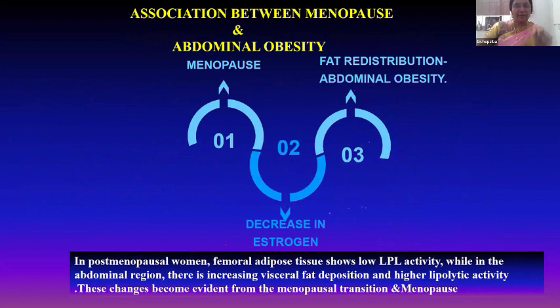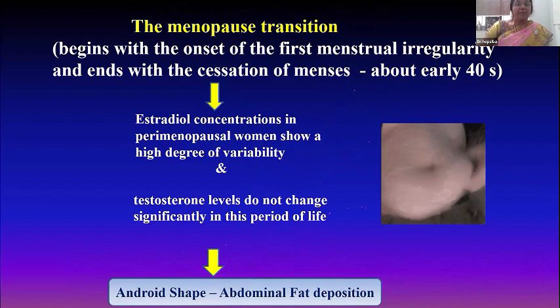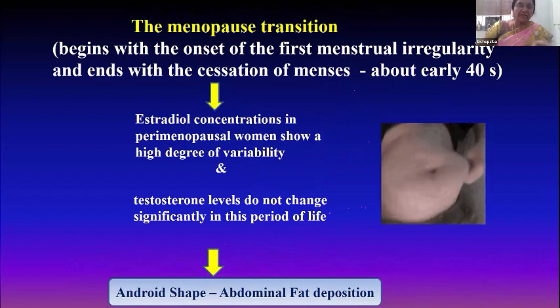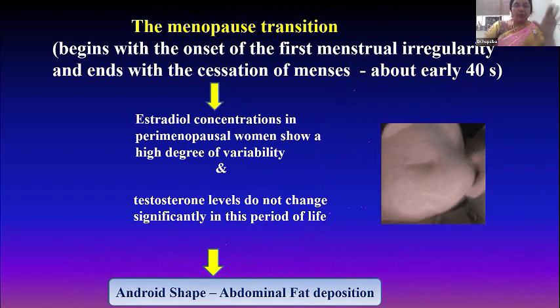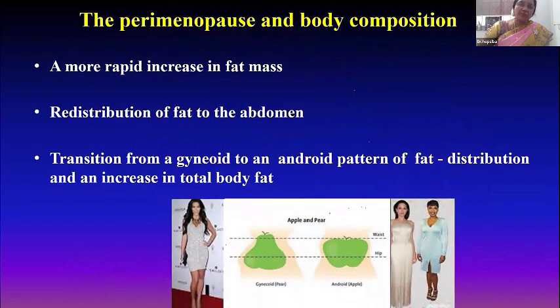So when there is perimenopause and menopause, there is a decrease in estrogen and fat redistribution, which causes abdominal obesity. There is an increase in visceral fat deposition, which has higher lipolytic changes. These changes become evident right from the menopausal transition. So what is happening in midlife? Women show a high degree of variability in estradiol concentration, but as mentioned by Madam, the testosterone levels do not change significantly in this period. It is still the same. Only the estradiol concentration varies. So this results in the android shape of obesity. During perimenopause, there is a more rapid increase in fat mass, redistribution of the fat to the abdomen, and a transition from a gynecoid to an android pattern of fat.